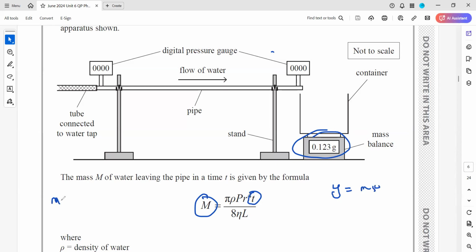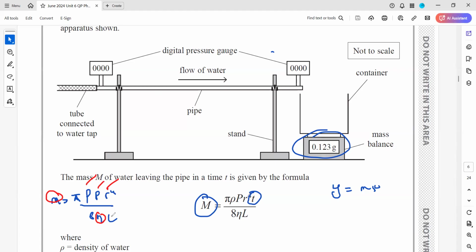In that case, the gradient will be equal to pi rho P r to the power 4 divided by 8 eta L. In that case, L is constant here. If I cross multiply, N and M will change places. So rho is the density, constant. P is the pressure difference; we can work out the pressure difference between the two digital pressure gauges and measure that. r is the internal radius because the water is flowing inside.